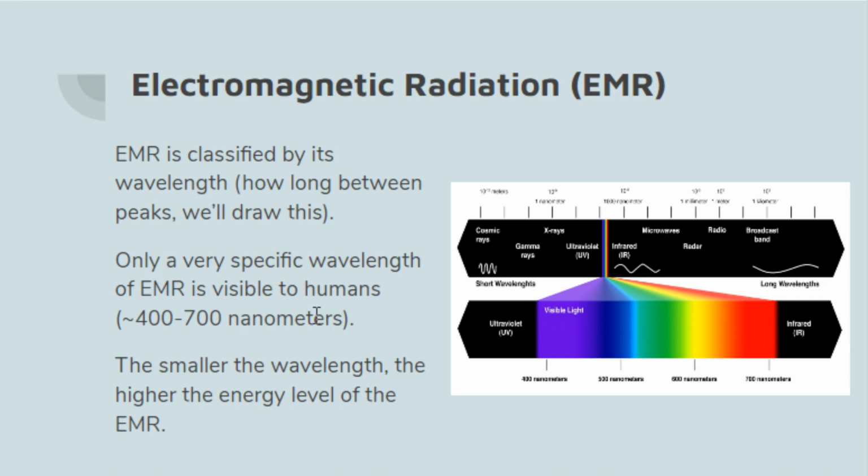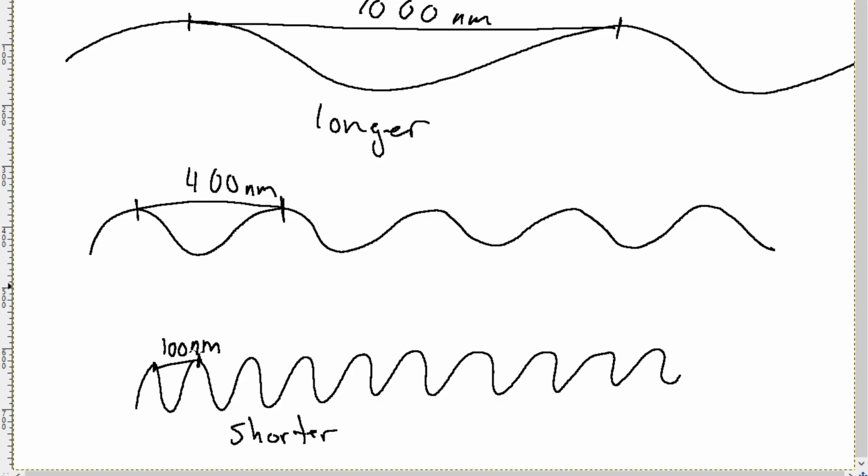So the smaller the wavelength, or the shorter the wavelength, the higher the energy level of that electromagnetic radiation. Which means if we go back to our beautiful drawings, the shortest wavelength there has the highest energy level, where the longer one has the lowest energy level.